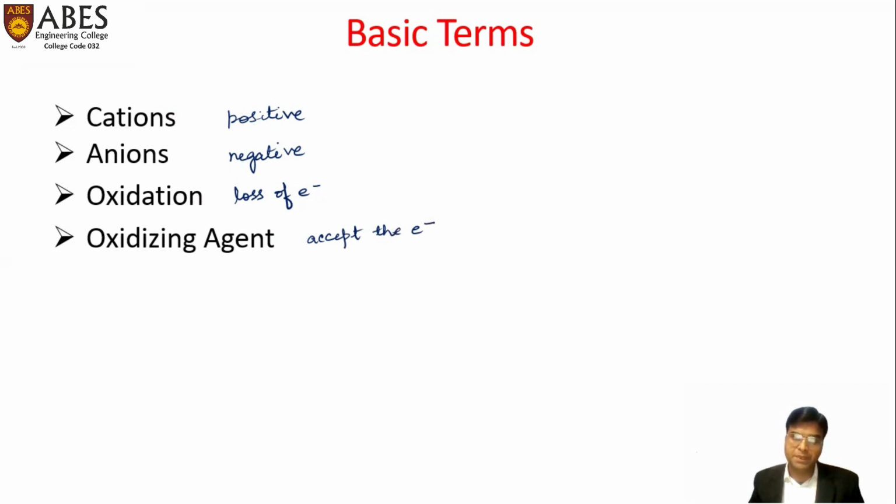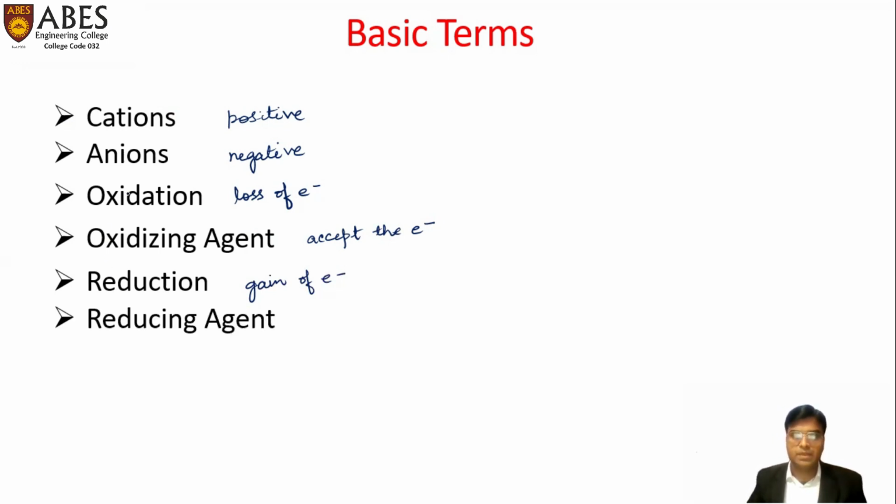and because they are accepting the electrons, they get reduced themselves and cause oxidation of the other species in the solution. Reduction is the process of gaining electrons and it generates the anions in the solution. Reducing agents are the chemical components which donate the electrons and get themselves oxidized. They cause reduction of the other species present in the solution.